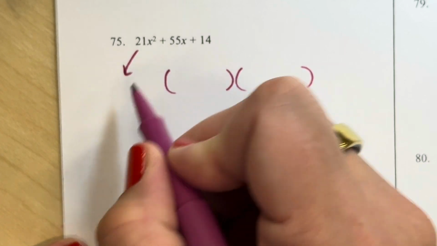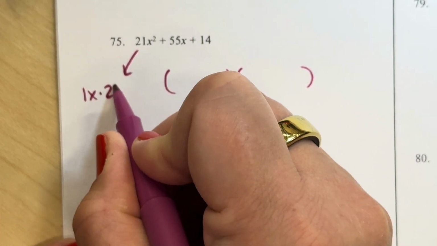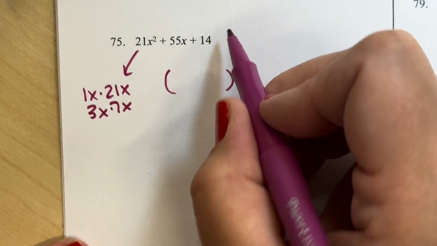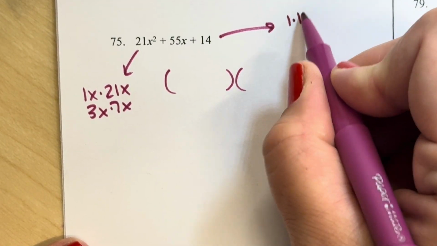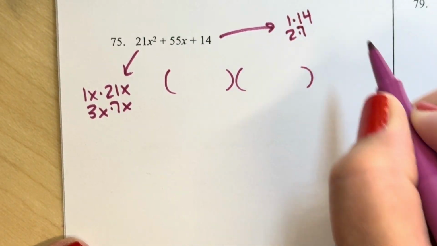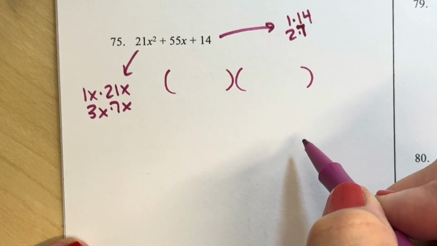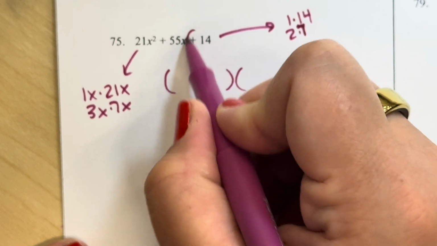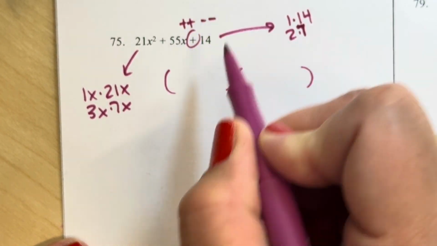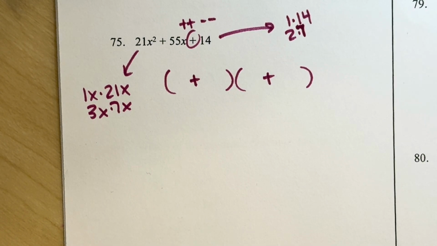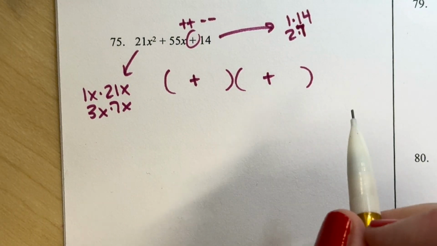Now, factors of 21 is either 1x times 21x or 3x times 7x, and 14 is 1 times 14 or 2 times 7. So this one's going to be a little bit more challenging because we have a couple of options for both spots. The only thing I do know for certain is that I have to have the plus signs inside. So I'm going to use a pencil as I try to figure this one out.